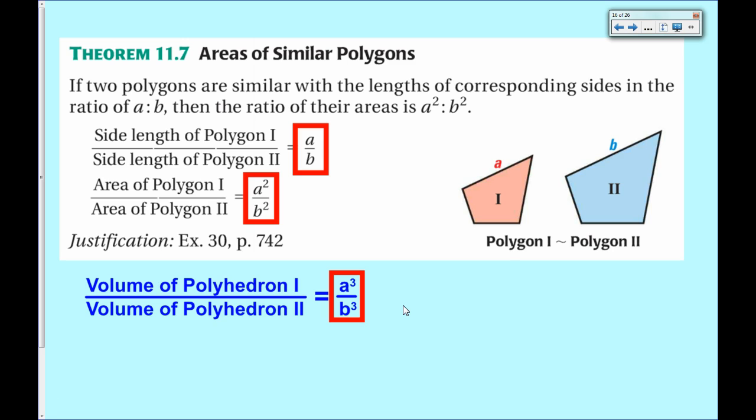And you'll notice that in all three of these very short little relations that they've gone to each other, the lengths use the scale factor, area uses the scale factor squared, and volume uses the scale factor cubed.